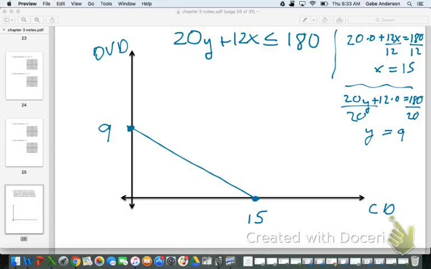All right, and then shading. I think we do a test value. Again, our favorite test value here would be 0, 0. So that would give us 20 times 0 plus 12 times 0.